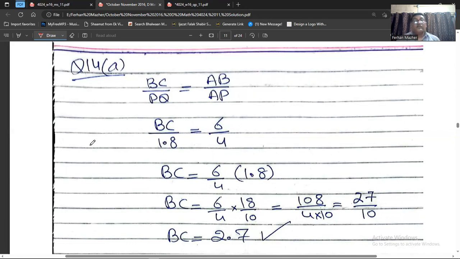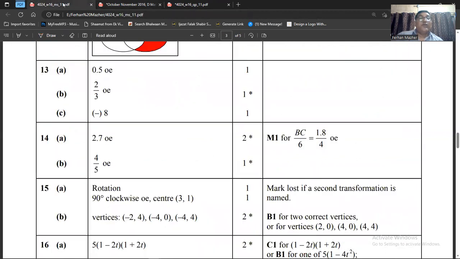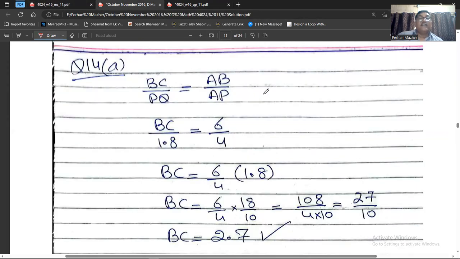So 6 by 4 into 18 by 10. So it is 108 divided by 4 into 10. Cancel it with the table of 4, so you have 27 by 10. Move the decimal, so it will be 2.7. So BC will be 2.7. Okay, that is the right answer, sir.